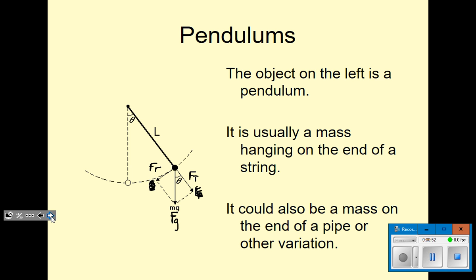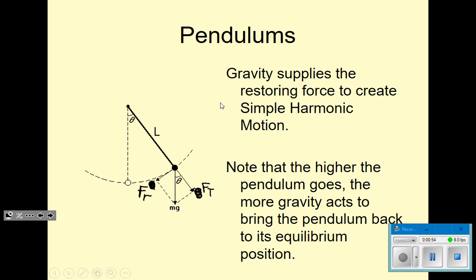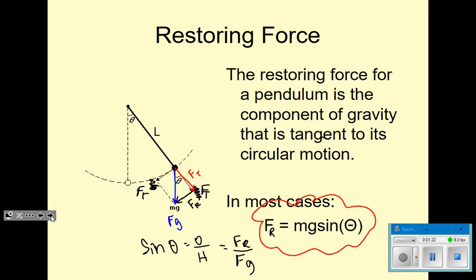Okay, I recommend drawing this picture because gravity supplies the restoring force to create simple harmonic motion. So this restoring force is actually a portion of this weight force, and it pulls it down and back towards the middle. So it creates that restoring force which pulls it to equilibrium, which is our definition of simple harmonic motion. As the pendulum goes higher, gravity will act more on the pendulum to pull it back, so that restoring force will go up. All right?